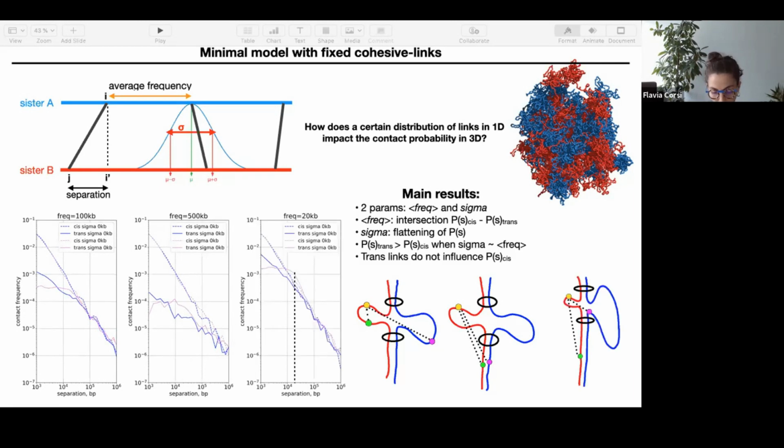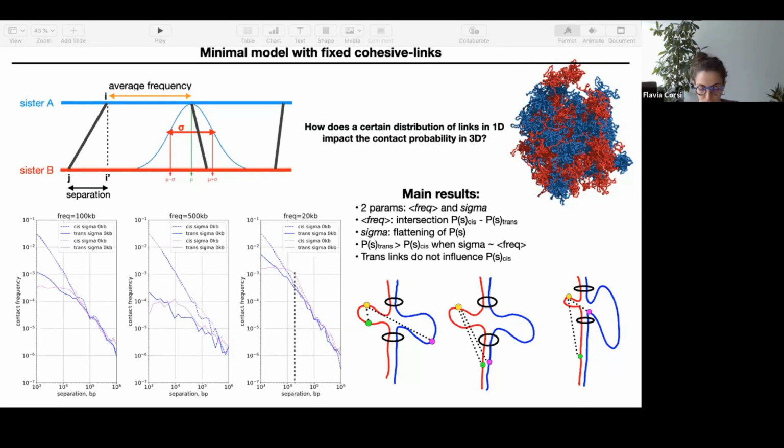Surprisingly, when we increase sigma in order to have a misalignment that is way greater than the average frequency, we observed that the plateau extended and passed the cis contact frequency. It means that in the last picture on the right, when we have a greater average misalignment, the point in yellow will have a higher probability to contact the point in purple on the opposite sister chromatid with respect to contacting the same genomic position in green within the same sequence.